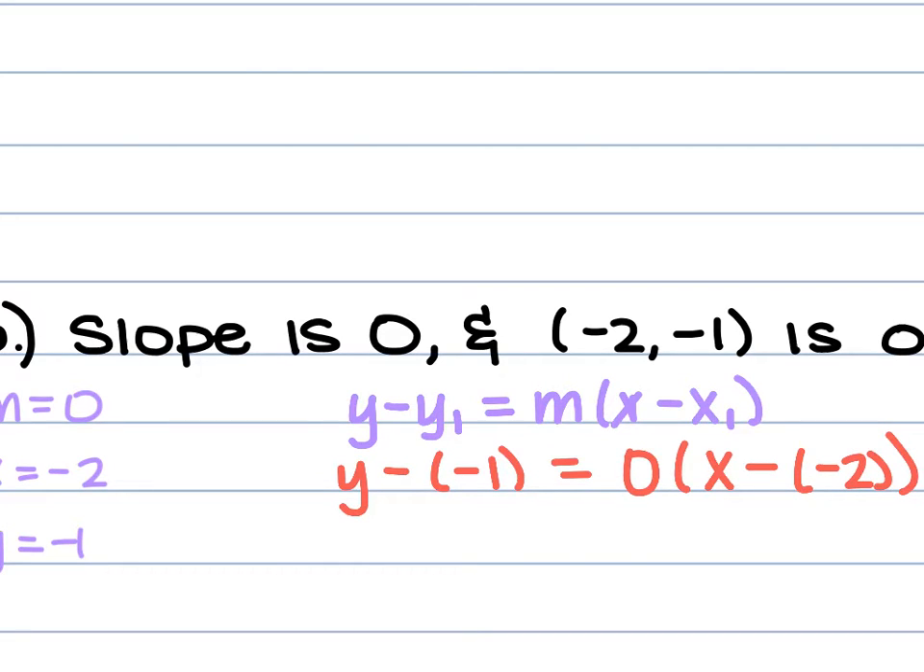So we simplify this. These are going to turn into a positive. This is going to turn into a positive. So y plus 1 is equal to 0 times x plus 2. And we're done.